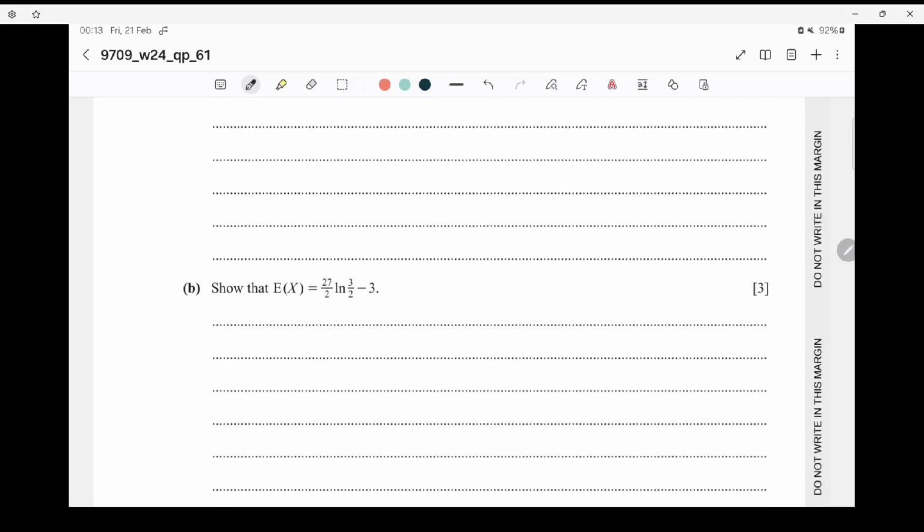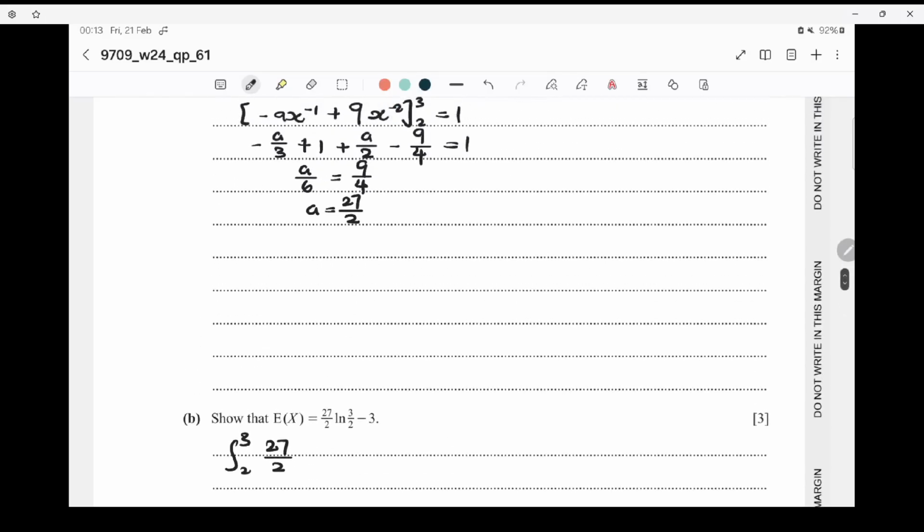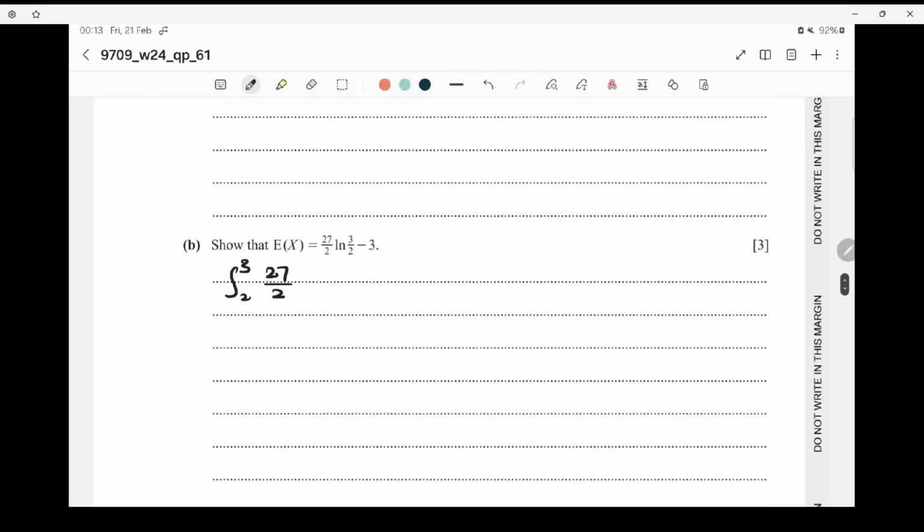Part B, show that the expected value is given by that. So integrate from 2 to 3, 27 over 2. So remember that for f(x) you have to multiply with x. So initially you have x power minus 2. So now it becomes x power minus 1 minus 18 x power minus 2 dx. So this is 27 over 2 ln x plus 18 x power minus 1. Substitute the value of 2 and 3 inside.